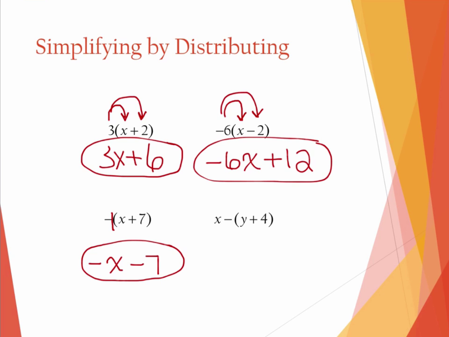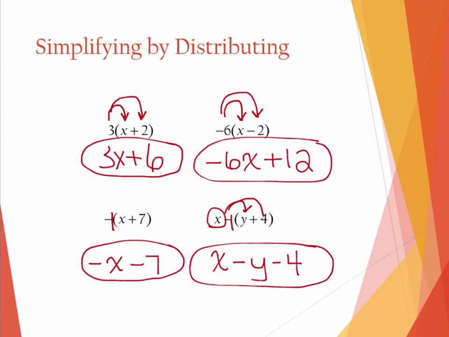Our last example has one more step of complexity to it. We have x minus y plus 4. Now notice here we are not multiplying by the x. What we're doing is we're multiplying by the negative 1 first because we know we multiply before we subtract, and then we will do subtraction if we need to. So negative 1 times y is negative y. Negative 1 times positive 4 is a negative 4, and this x out here just comes on down. Nothing needs to be combined, so this is a simplified expression, x minus y minus 4.